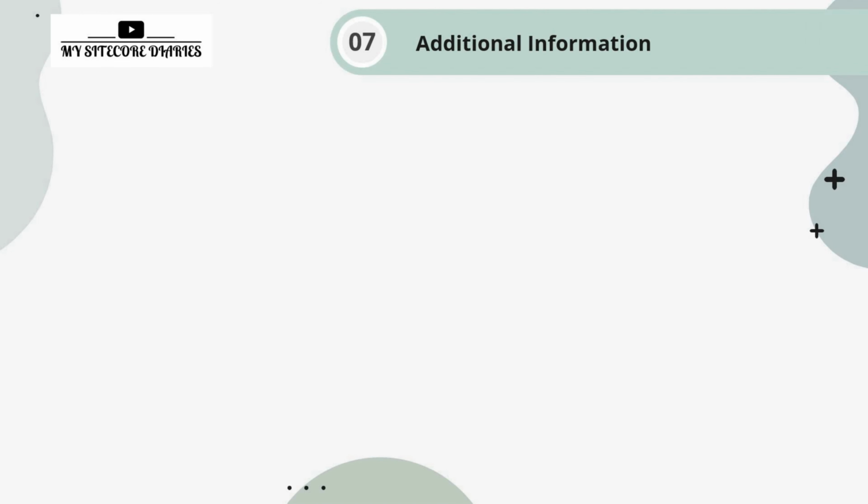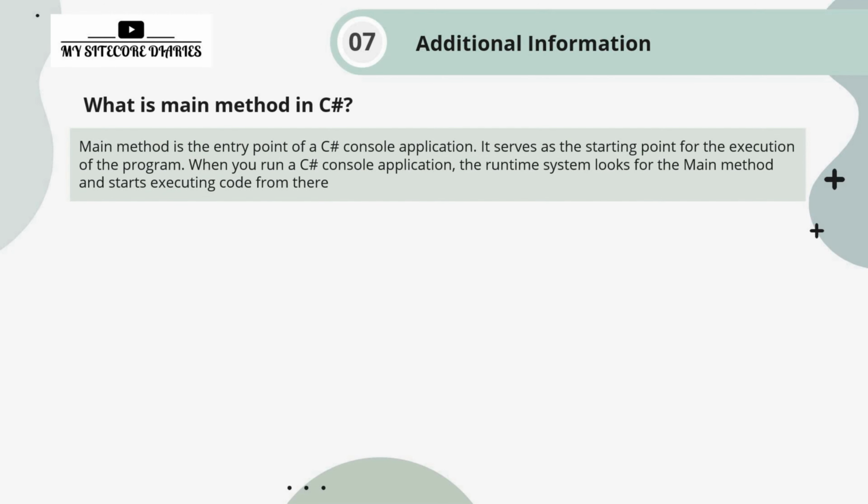Now we will see a few additional topics or additional information or questions. The first is, what is the main method in C#? The main method is the entry point of a C# console application. When you create any console application, it will have the main method, and that is the entry point from where the whole program will start. It serves as the starting point of execution of the program.